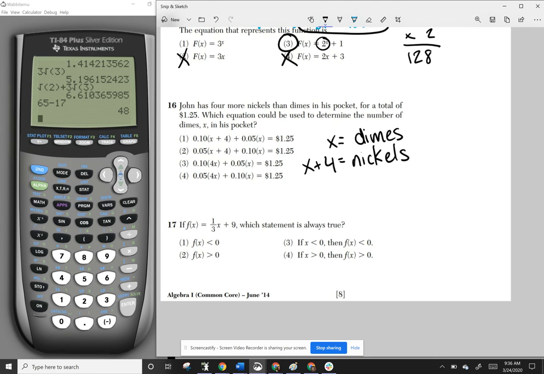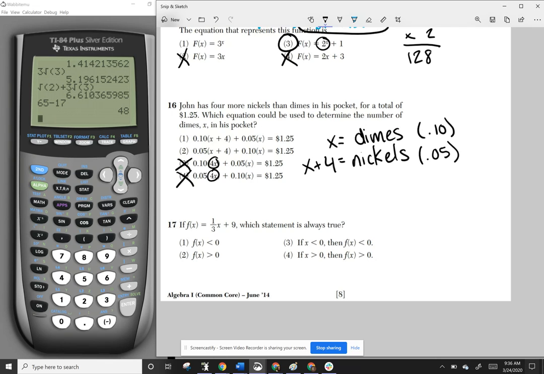And what is the worth of a dime? It's 10 cents. So you're going to put 0.10. And for a nickel, it's going to be 0.05. Now looking at our answer choices, we want to look and see how inside the parentheses changed. So we could see in 3 and 4, they didn't add 4 more, they multiplied by 4 right here, right? So it's not 3 or 4.